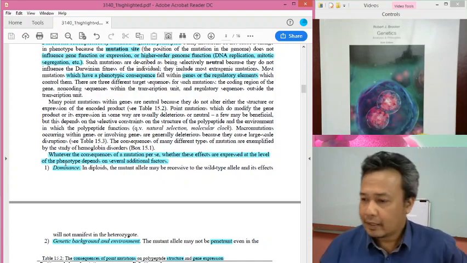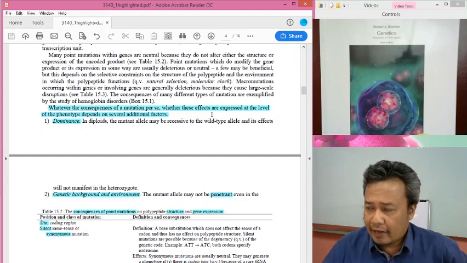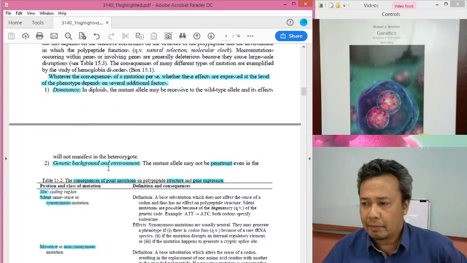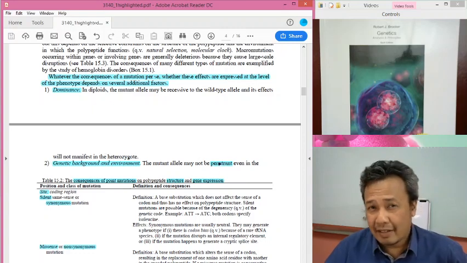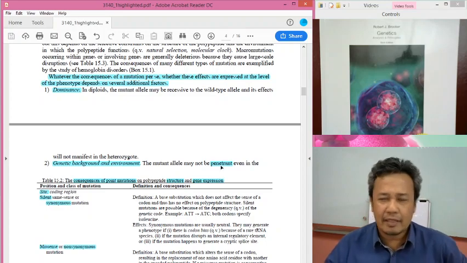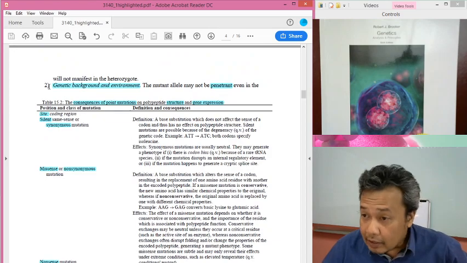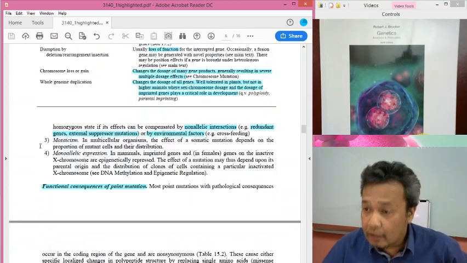beneficial, depends. So whether or not the effects are expressed depends on dominance, whether it's gene dominance, or what the genetic background is. The word penetrance, you should remember what this means. I'll probably ask you in class later. I have to skip. This is number 2. So number 3 is down here.